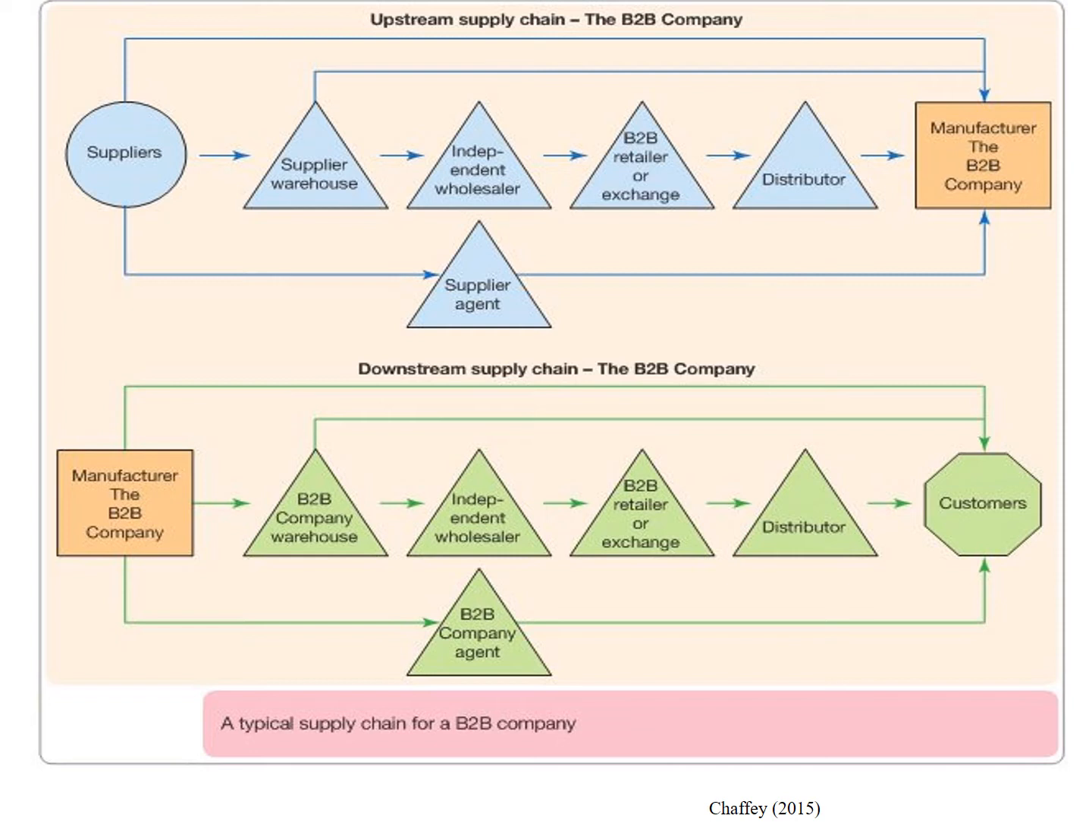So upstream. Okay, and again, you might have suppliers' agents selling direct from the suppliers straight to the manufacturer's company. If you think about the downstream, where you have the company, the manufacturer, again, you might have business to business warehouse, company warehouse, independent wholesaler, business to business retailer or exchange, distributor, and then to the customer. Or you might go from business to business company, from an agent to the customer. So that's going upstream, that's going downstream. You've got upstream going from the supplier to the company, and then the downstream going from the company to the end consumer.